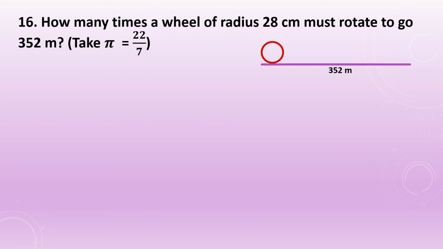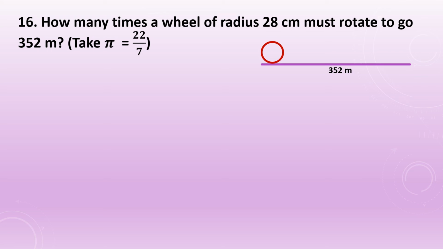Now we move to question number 16. How many times a wheel of radius 28 centimeter must rotate to go 352 meter? The distance covered is given as 352 meter, which has been drawn here, and a wheel is put on the starting point of the space here. So the question is how many times the wheel must rotate, means we want to move the whole length.